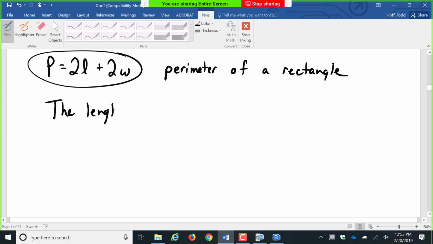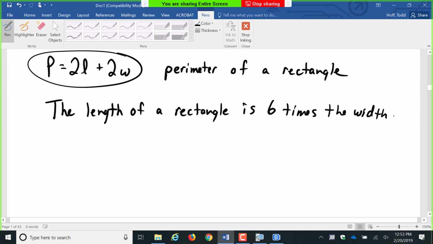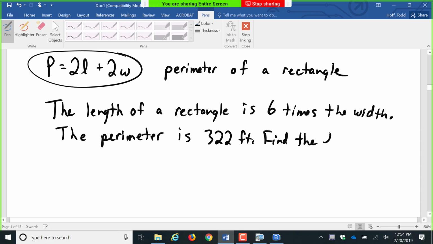If I give you the length of a rectangle is 6 times the width, the perimeter is 322 feet. Find the length and the width.